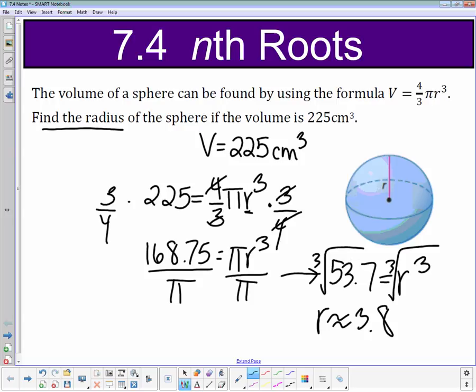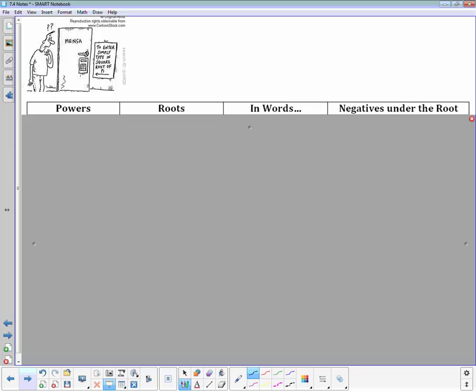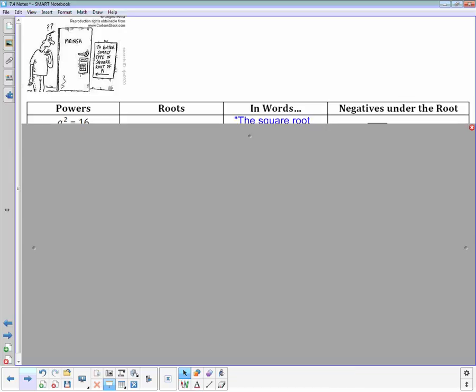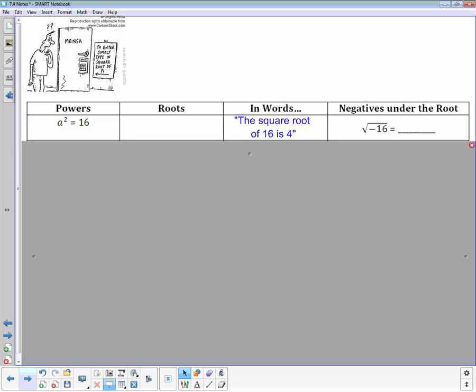All right, so moving on to other roots. So we have a squared is equal to 16. So basically, to solve for a, we're going to take the square root of both sides. So we have the square root of 16 is equal to 4. We say the square root of 16 is 4. 4 is our root.